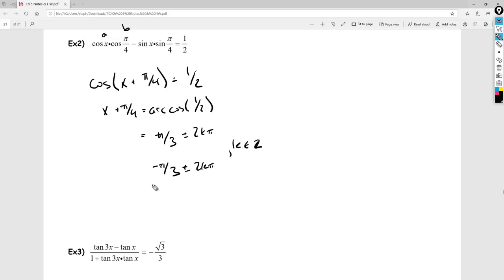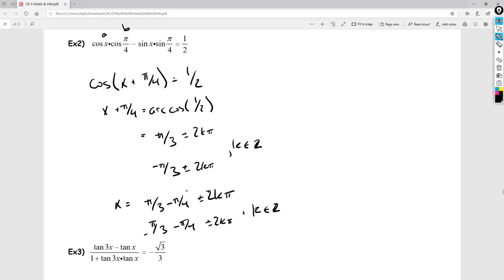Now same thing here, I have this pi over 4 just remaining, so I'm going to go ahead and subtract that now. And I end up with pi over 3 minus pi over 4, plus or minus 2k pi, and negative pi over 3 minus pi over 4 plus or minus 2k pi, where k is an integer. Again, you can get a common denominator and combine these fractions if you want, but I think that this is simplified enough.